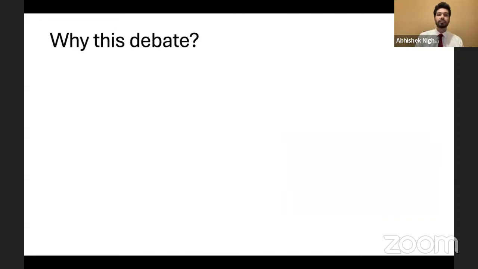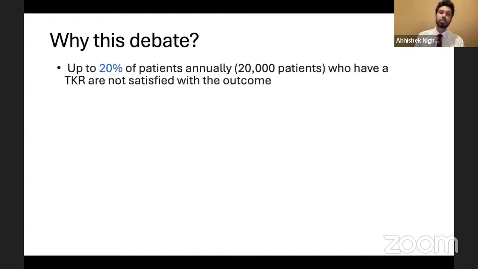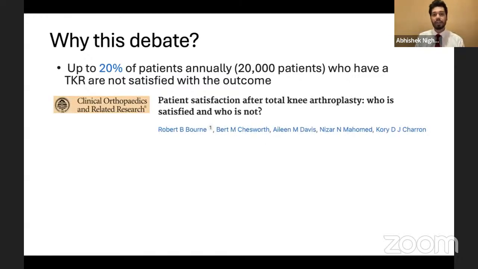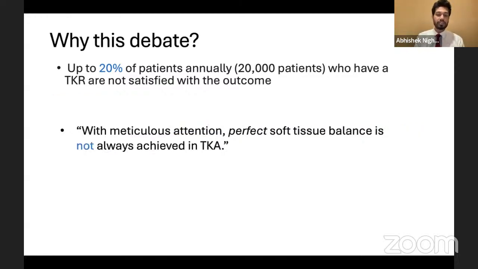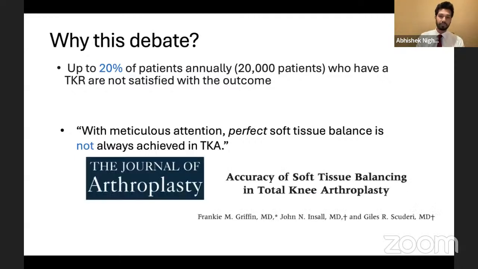Now, why this debate? That's because mechanical alignment has come with its own set of problems, with up to 20% of patients having a non-satisfactory outcome. This is proven time and again with multiple researches, the latest one by Dr. Robert Brown in the year 2017. This is quoted directly from Insall's paper in the year 2000, that even with meticulous attention, perfect soft tissue balance is not always achieved in total knee arthroplasty.